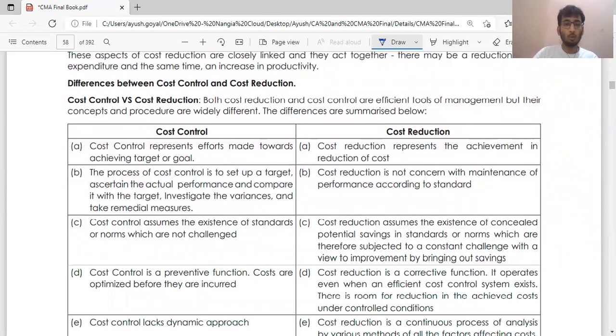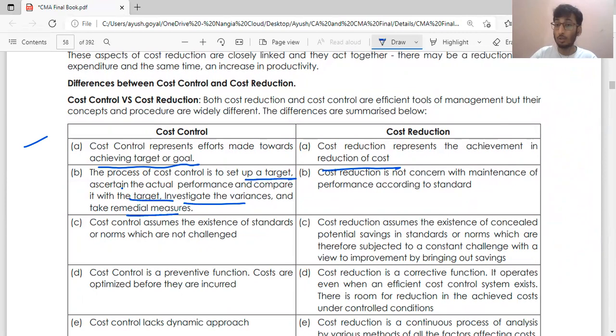Now, the difference between cost control and cost reduction is very easy. Cost control represents the effort made toward achieving the target, and cost reduction represents reducing the cost. The process of cost control is setting up a target, achieving the target, and investigating the variances. Cost reduction is not concerned with maintaining performance according to the standard. It is all about reducing the cost. Here we need to make targets; there we do not need to make any target. You just need to reduce the current cost.